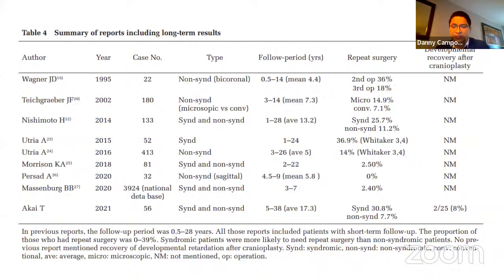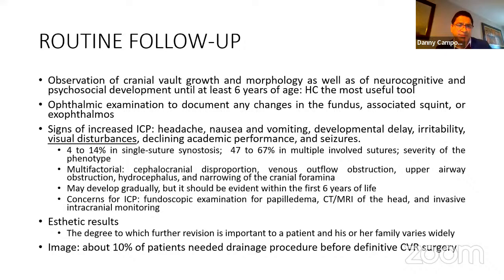So the routine follow-up of these patients includes observation of cranial bone growth and ophthalmic examination, to rule out signs of raised ICP such as headache, nausea, vomiting, developmental delay, irritability, visual disturbance, this is very important, declining academic performance, and seizure. And of course, it's more frequent in patients with multiple sutures involved or in syndromic synostosis. It's multifactorial and may develop gradually in patients, usually before 6 years of life. So when we are concerned about raised ICP, we have to do a fundoscopic examination to rule out papilledema, CT or MRI of the head, and sometimes invasive intracranial monitoring.